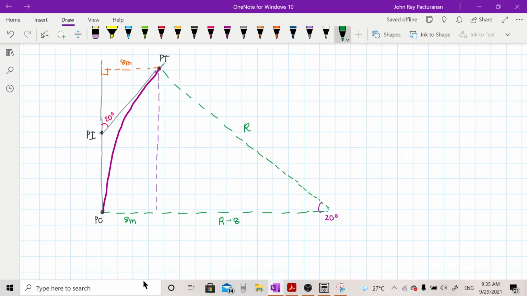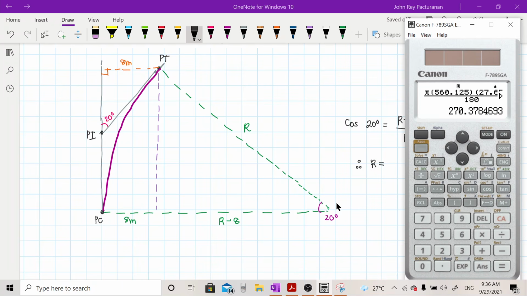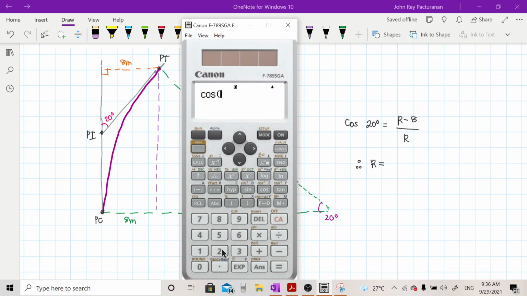Ang pinagkaiba lang, we cannot use the Pythagorean theorem here kasi hindi natin alam yung distance dito, no? However, since alam ko na 20 degrees ito kasi nga 'di ba, the angle of intersection is 20, so dapat 20 din dito. I can simply use the cosine function, 'di ba? Kasi ang mangyayari, the cosine of 20 degrees is equal to adjacent, which is r minus 8, over the hypotenuse, which is r. So, using your calculator, so, di ba, napakadali lang ng solution dito. So, using your calculator, we can obtain the value of the r.